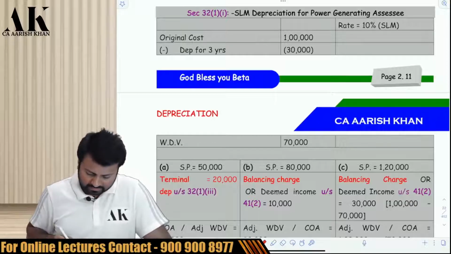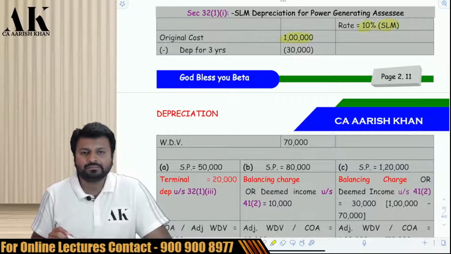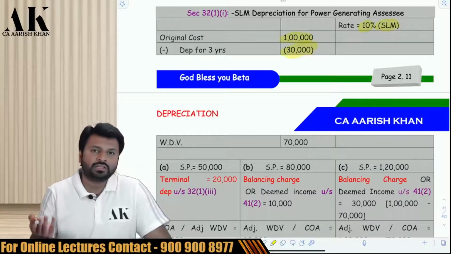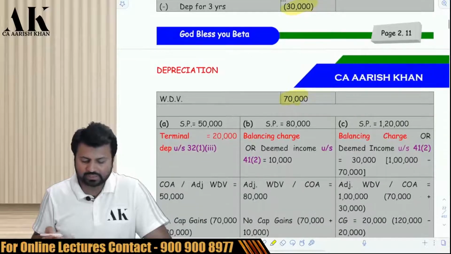Now, how to compute depreciation? It's very simple. Original cost 1 lakh, 10% rate of depreciation SLM. Depreciation, say for 1 year, will be 10,000 every year. After 10 years, the asset will be closed. So after 3 years, 30,000 is the depreciation, 70,000 is WDV.